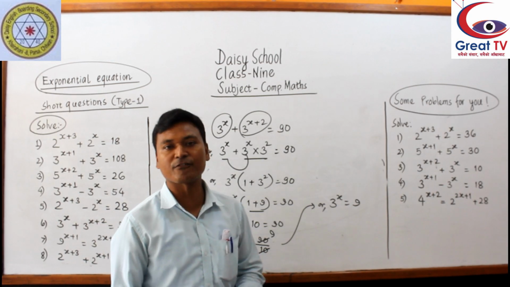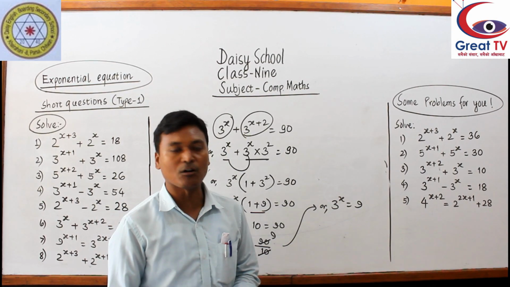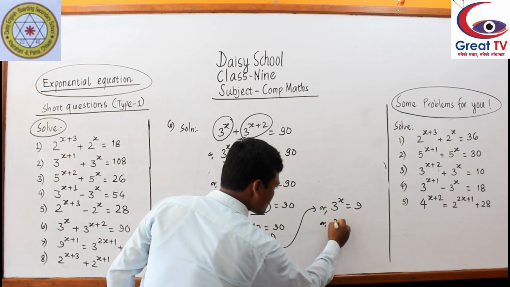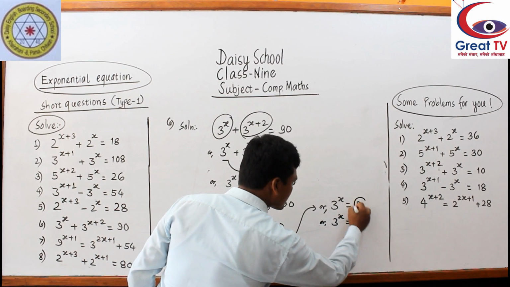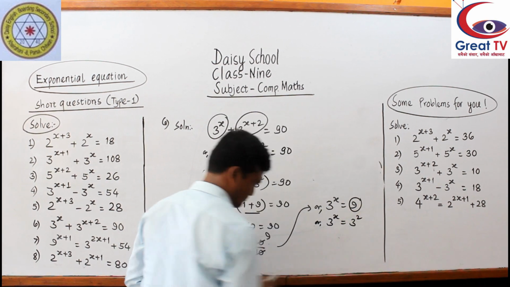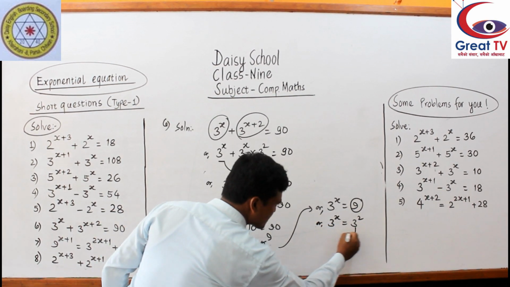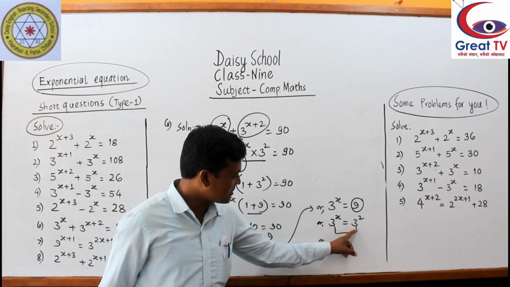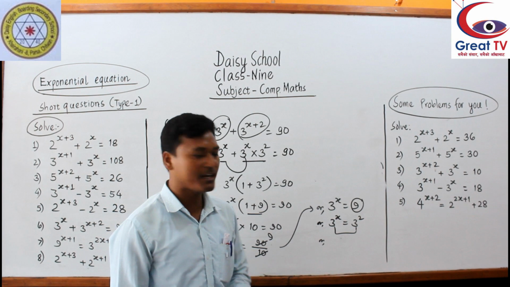The bases are different. Here x represents power. That means here also we will solve by making equal bases. 3 to the power x is equal to 9, and you know very well that 9 is 3 square. Now to check, the bases became the same. And if the bases are the same, equating the powers, we can write x is equal to 2.